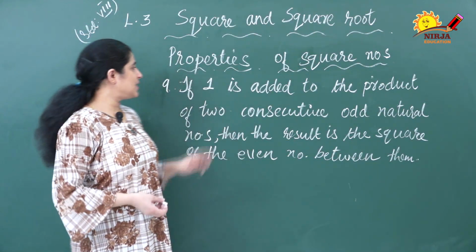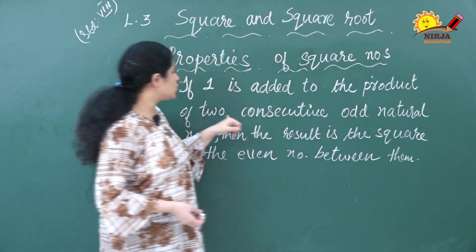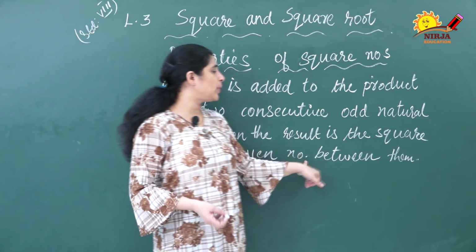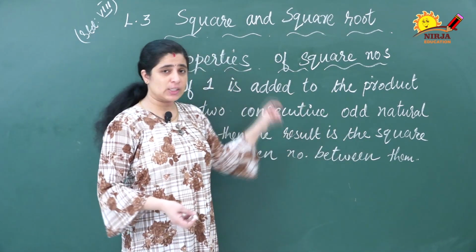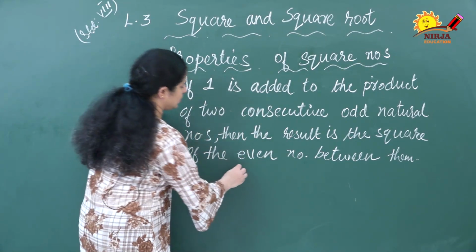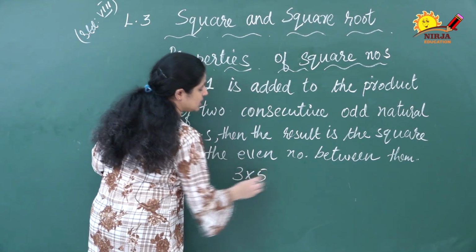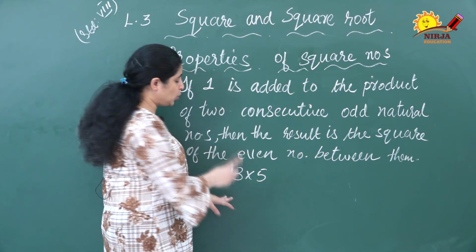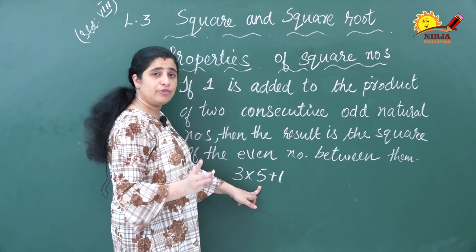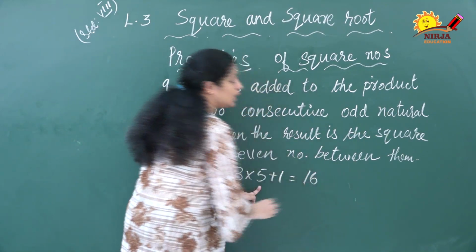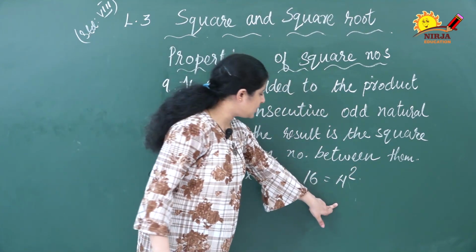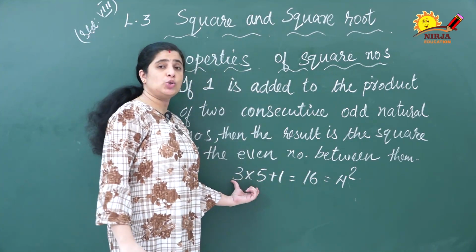The next property is that if 1 is added to the product of two consecutive odd numbers, then the result is the square of the even number between them. We will explain it with an example. I am going to take two consecutive odd numbers, 3 and 5. These are two consecutive odd numbers. You have to add 1 to the product of these numbers. So 3 5s are 15. 15 plus 1, 16. You know that 16 is the square of 4. That means 4 is the even number between these two numbers.